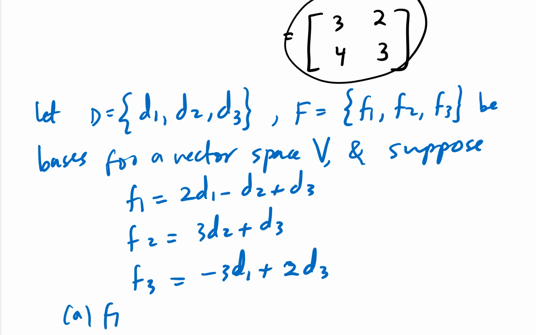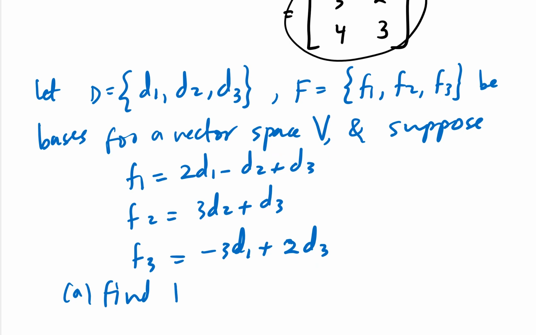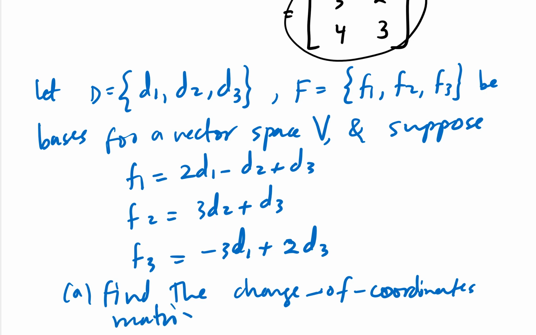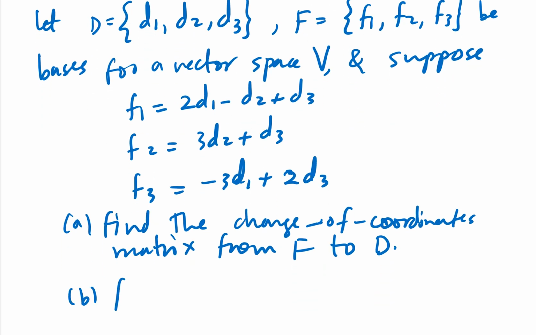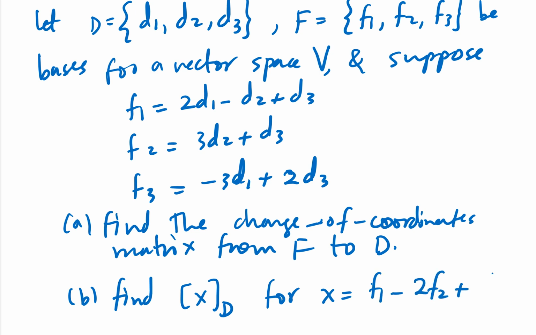Part A, find the change of coordinates matrix from F to D. And part B, we're gonna find the components of X in the basis D for X given as F1 minus 2F2 plus 2F3.